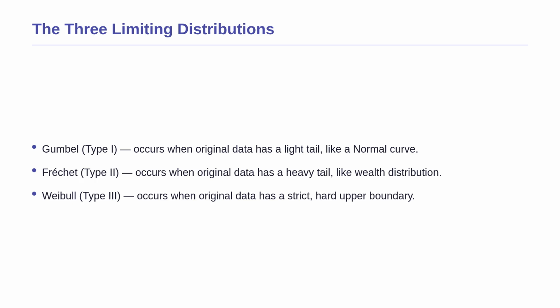The first is the Gumbel distribution, which occurs when the original data has a light tail, dropping off exponentially fast, like a normal bell curve. The second is the Fréchet distribution, which happens when data has a heavy tail, meaning massive extreme outliers are surprisingly common, like in wealth distribution. The third is the Weibull distribution. This applies when the original data has a strict, hard upper boundary that it can never physically cross, like a test score out of 100.